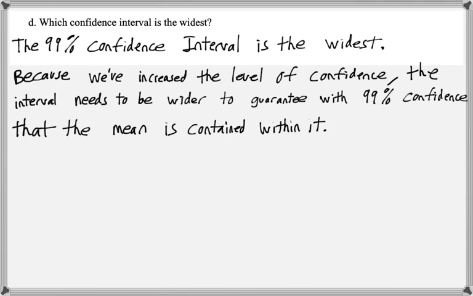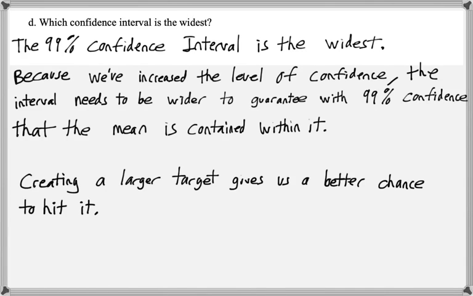So because we've increased the level of confidence, the interval needs to be wider to guarantee with 99% confidence that the mean is contained within it. And essentially this is like creating a larger target to give us a better chance to hit it.